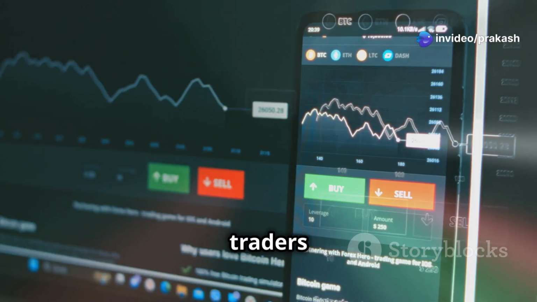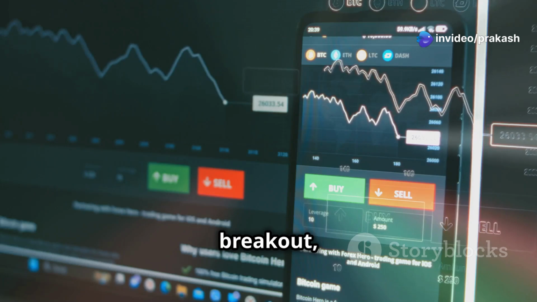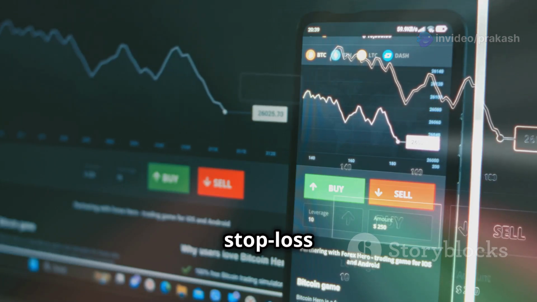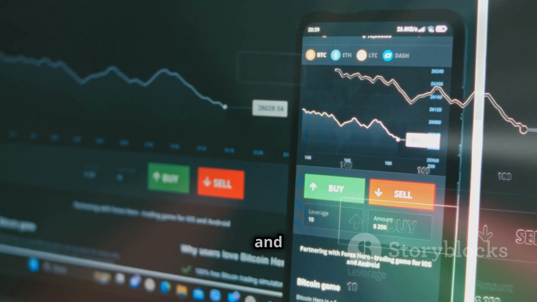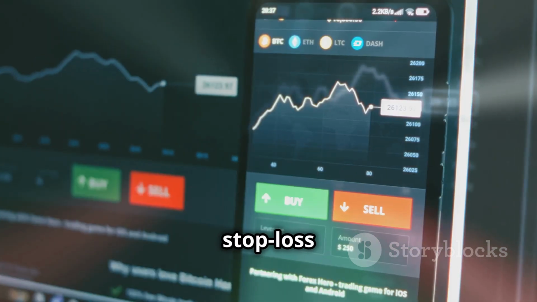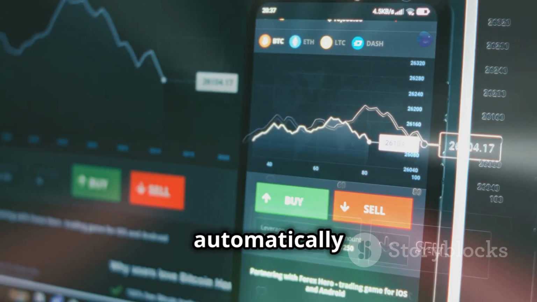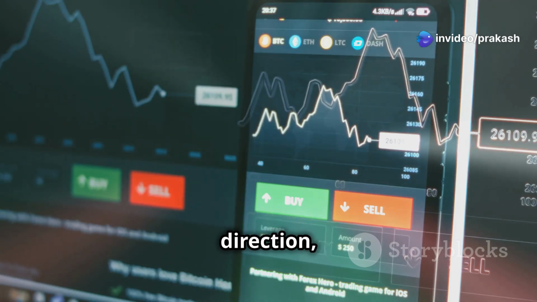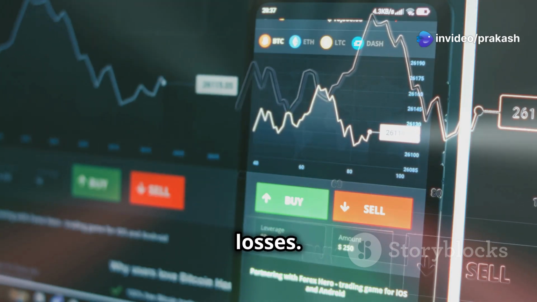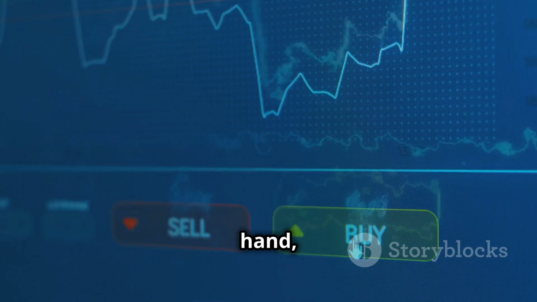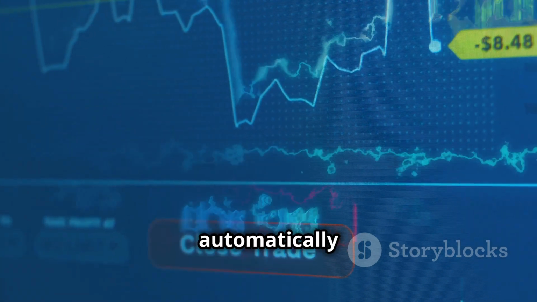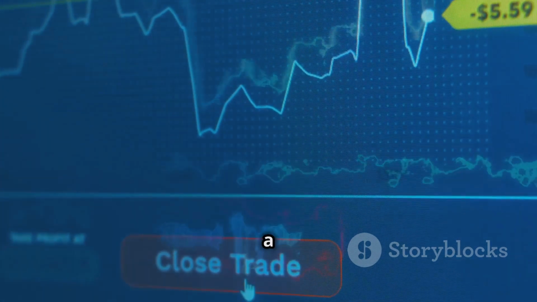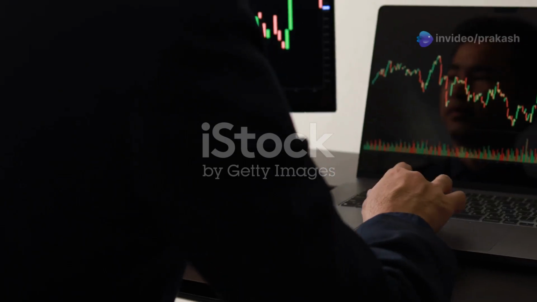After confirmation, traders can enter a trade in the direction of the breakout, setting appropriate stop-loss and take-profit orders to manage their risk and potential rewards. The stop-loss order acts as a safety net, automatically closing the trade if the price moves against the anticipated direction, limiting potential losses. The take-profit order, on the other hand, secures profits by automatically closing the trade when the price reaches a predetermined target level.